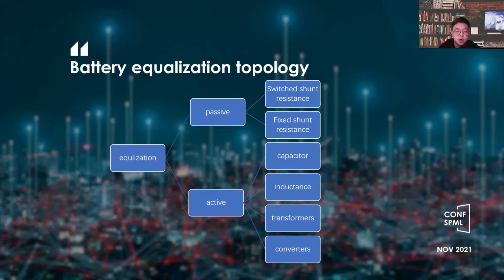Another equalization topology is non-energy consumption equalization, also known as active equalization. Compared with passive equalization, although the control is complicated and there are many elements, it has the advantages of high equalization current and low battery energy loss. It can be divided into capacitor, inductance, transformer, and converter equalization. Now I'm going to talk about mine.